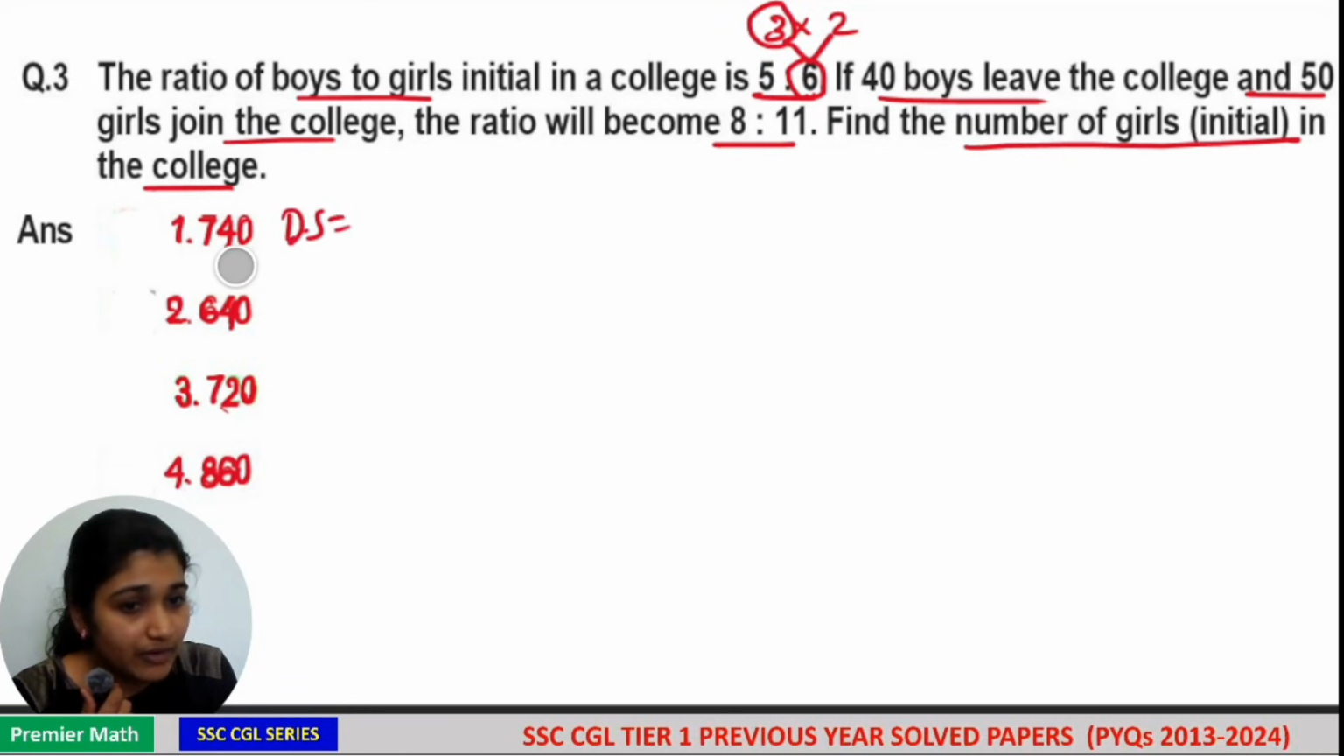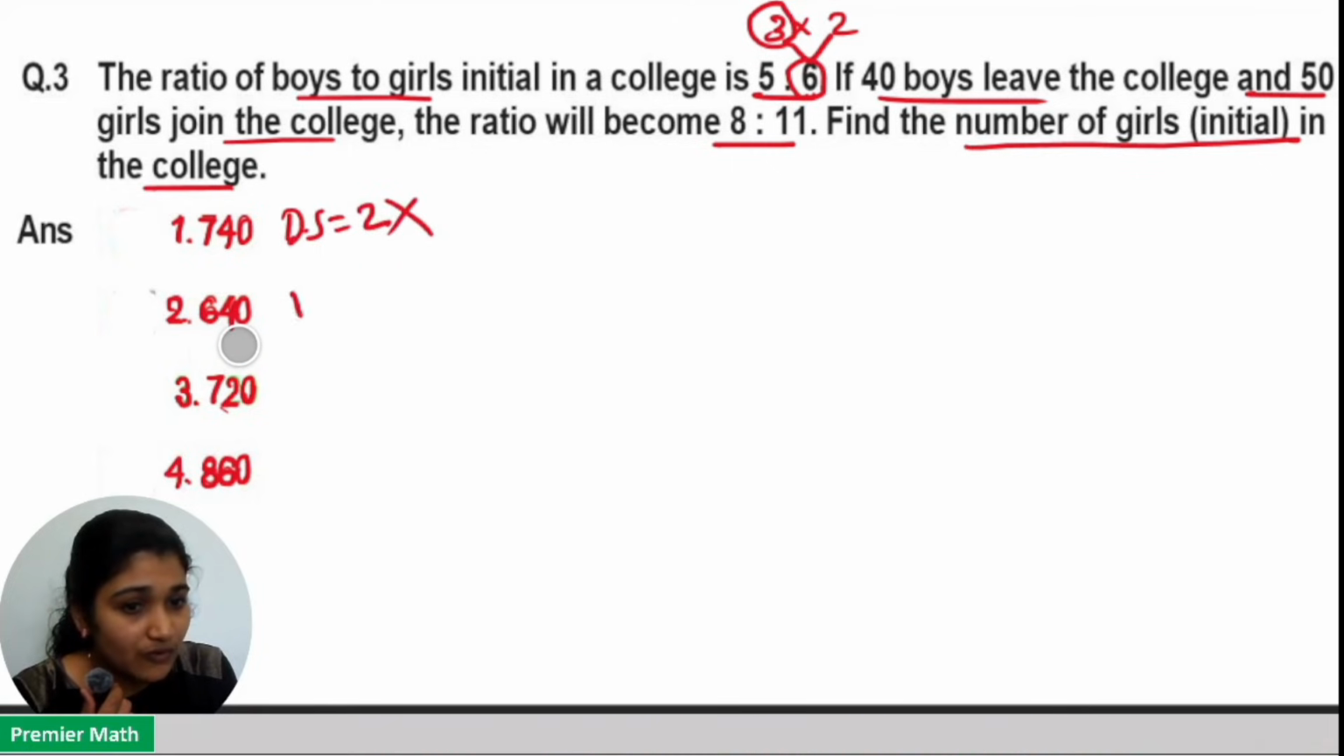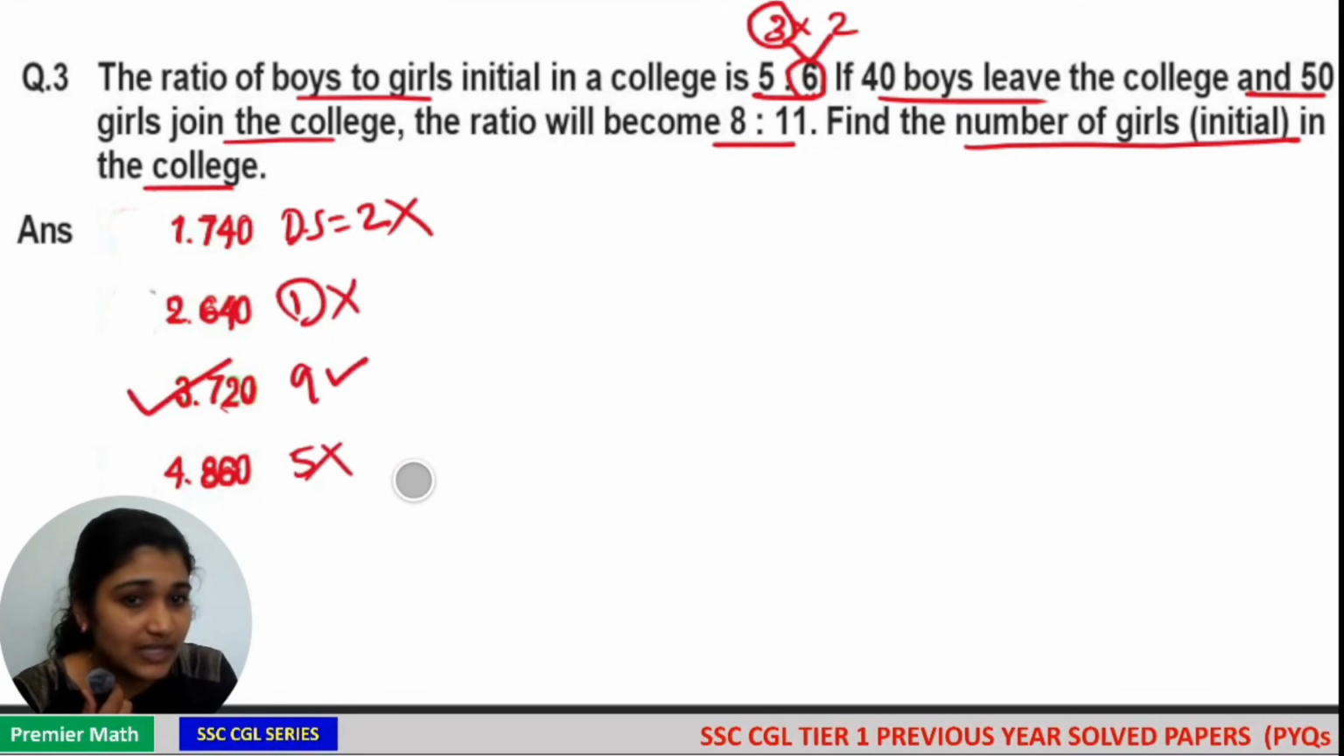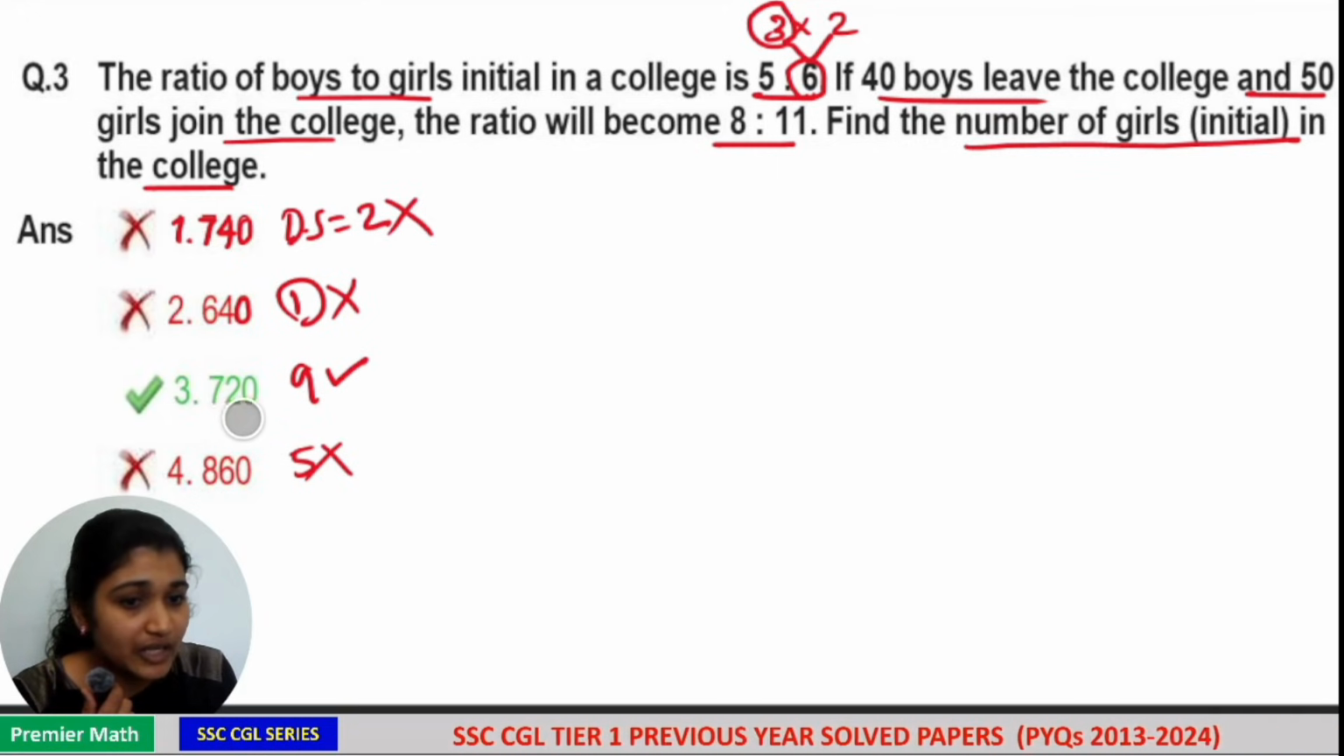Here 7 plus 4 is 11, and 1 plus 1 is 2, which is the digital sum, so not our answer. 6 plus 4 is 10, 1 is the digital sum, not our answer. Here 7 plus 2 is 9, which can be our answer. 8 plus 6 is 14, which means 5 is the digital sum, not our answer. So option 3 is our answer. 720 is a multiple of 3. Initially the number of girls was 720.